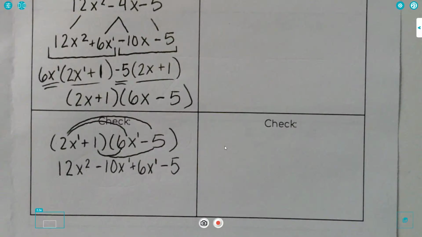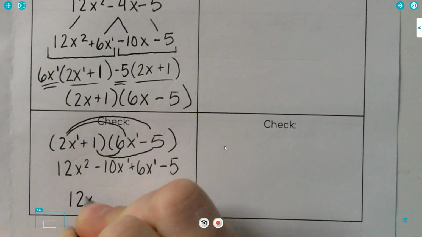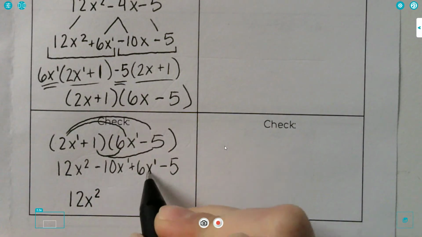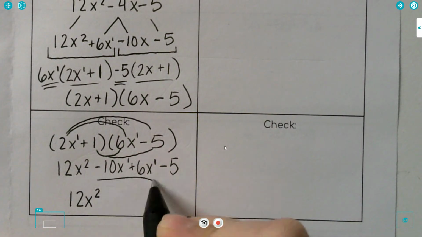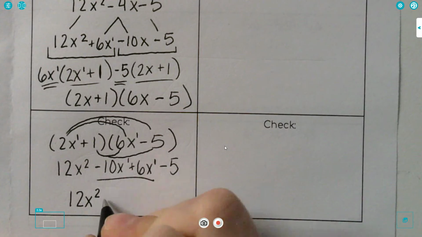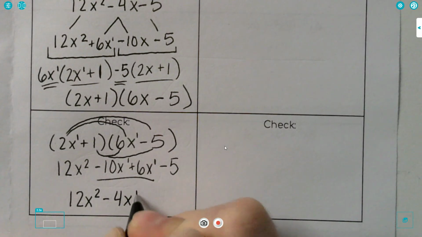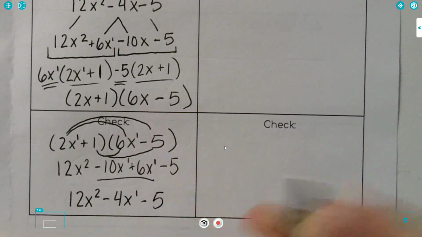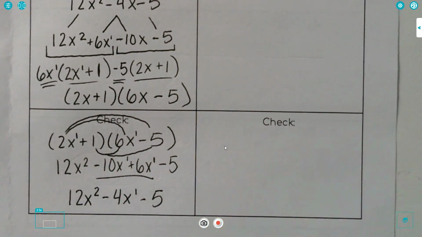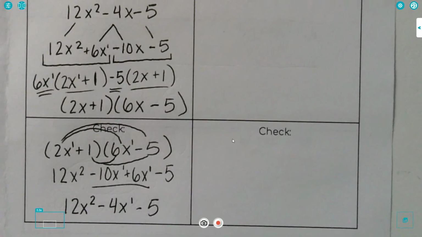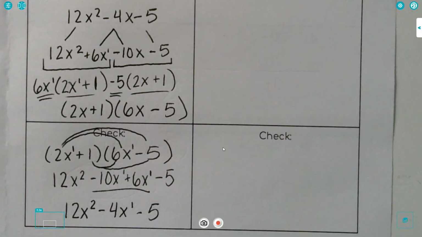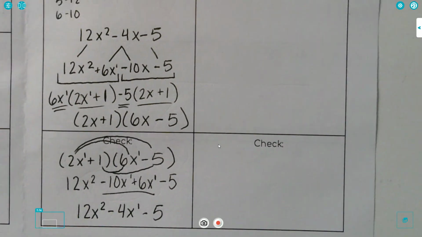Okay. Last, combining like terms, my 12x squared stays. I've got negative 10x plus 6x. Those can combine together. I owe you 10, I only pay you 6 back. I still owe you 4. And I've got my minus 5. And then you can go back and check. That's the original problem we had. So you always want to make sure that if you're going to use multiplication to check, you do that.